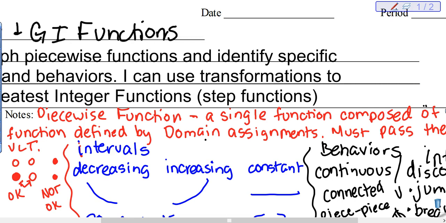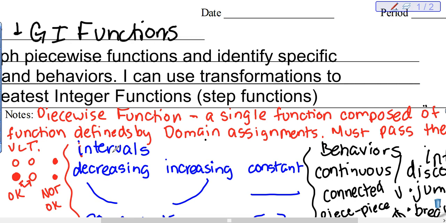Okay, so a piecewise function is a single function that's composed of functions, plural. So I'm going to put an S on that. Functions defined by specific domain assignments. So you assign certain parts of the domain to the different parts of the function or the different pieces.